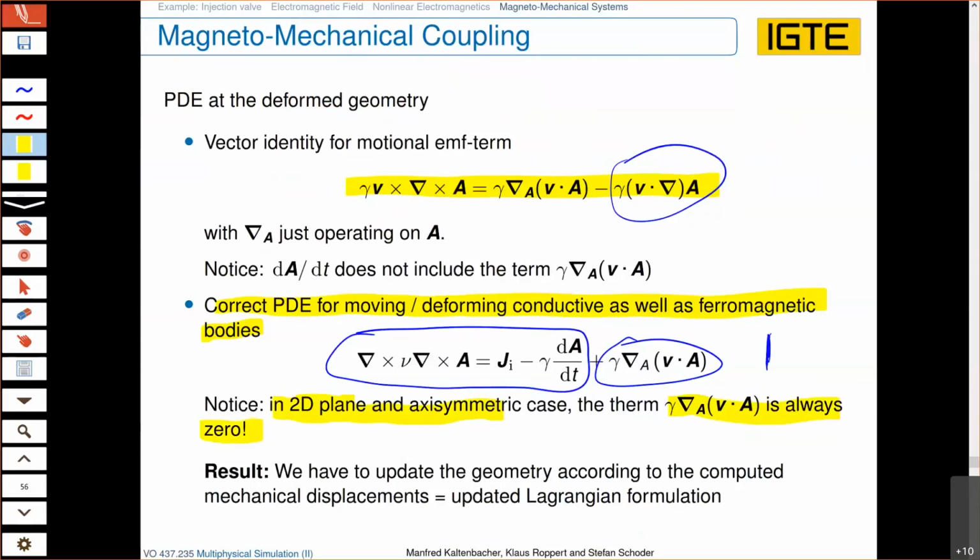Why is this term always zero? Who has an explanation? You see what we take here, I'll just write it here again, the dot product between the velocity, how the body is moving or deforming, with the vector potential. Now, let's assume the 2D plane case. If we do a computation in the XY plane, we have discussed that this vector potential is just one component depending on X and Y in Z direction. Now, why is the dot product with the velocity zero?